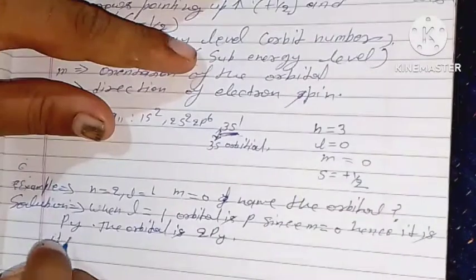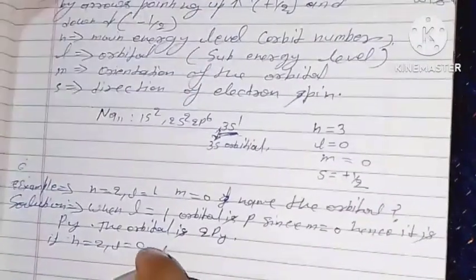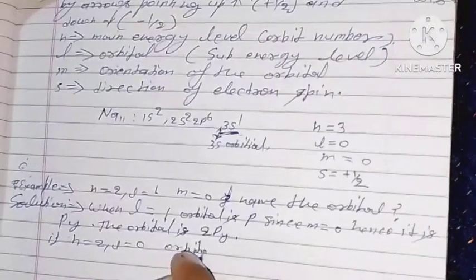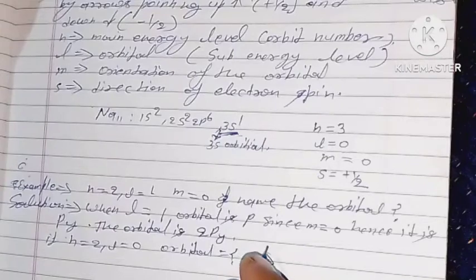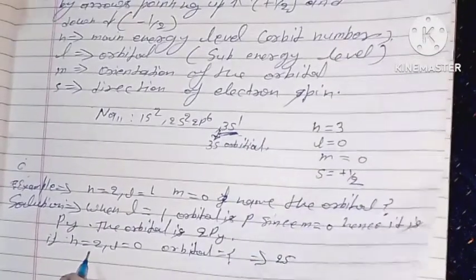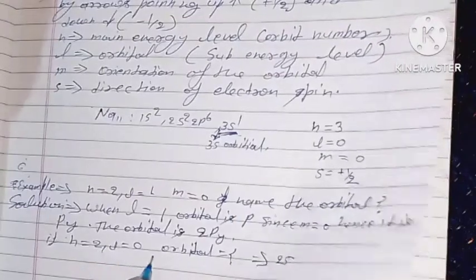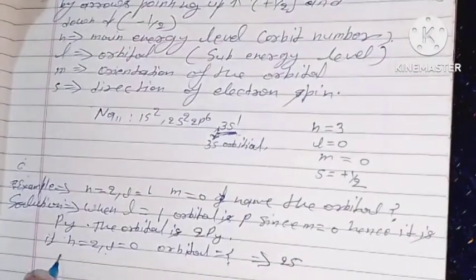Identify the orbital with the help of the following n and l values. If n equals 2 and l equals 0, then the orbital is the 2s orbital, because n equals 2 and for s, l equals 0.